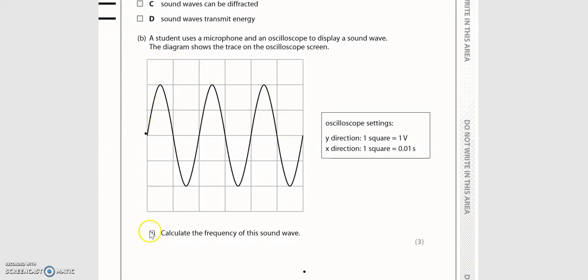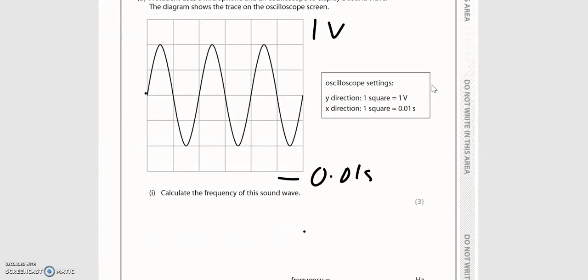Okay, part B. You've got an oscilloscope trace here with 3 full waves. So this is your first wavelength. That's your second wavelength, that's your third wavelength. So you treat an oscilloscope like it's a graph, and this is giving you your scales. So in the Y direction, you've got 1 volt per square, and in the X direction, you've got 0.01 seconds per square.